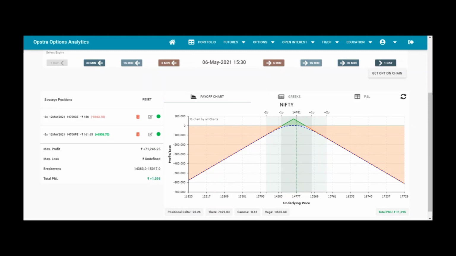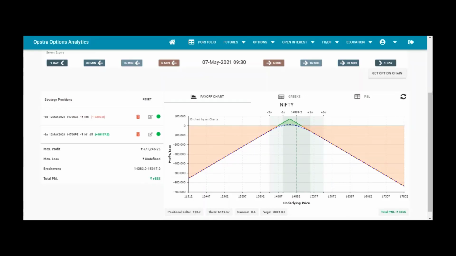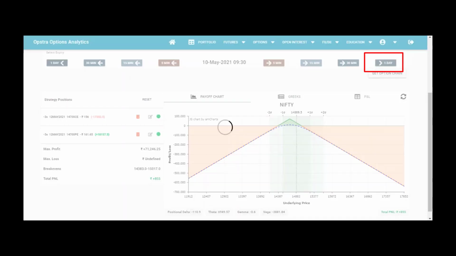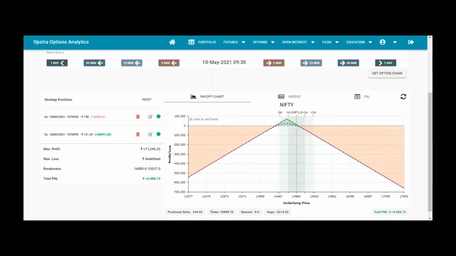Okay. So on the very next day, when the market opened at 9:30, we are in the profit of 855 rupees. Due to the time constraint, let me go one day ahead. The 8th and 9th are a public holiday, Saturday and Sunday. So this is on 10th May. When the market opened on the 10th May, we are in the profit of 4,500 approximately. So on the 11th May, we are in the profit of 28,000.